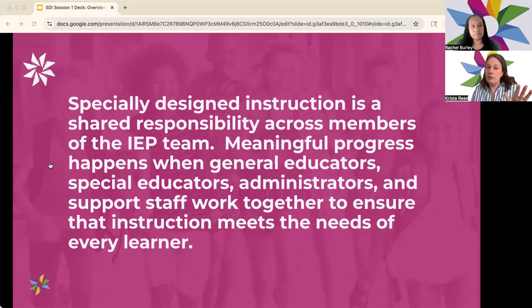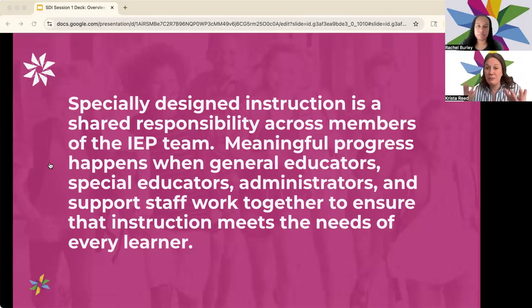Just to stamp what we've been talking about, right? SDI, specially designed instruction, is a collective responsibility in a school. Kids make meaningful progress when everybody who's instructing them knows what they need and understands how their disability is impacting their access and progress. So when the gen ed teacher and the special ed teacher are all aware of what those students' needs are and can plan for those, kids are going to be more successful.